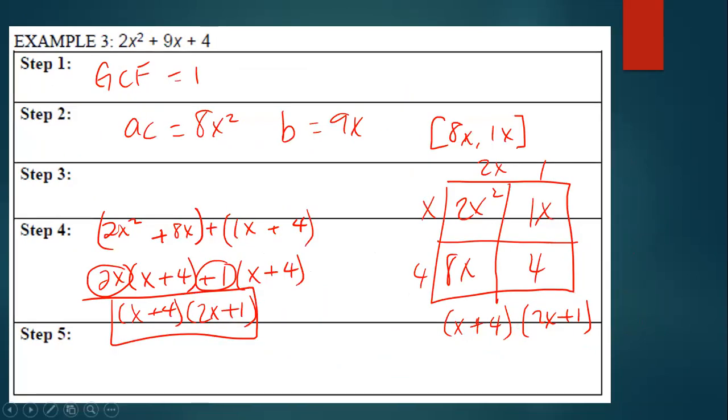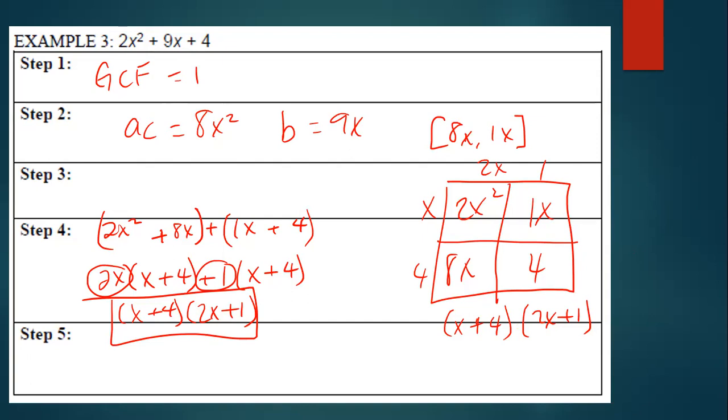All right. So really quick, if you worked ahead, I wanted to go over 2x squared plus 9x plus 4. This time the GCF was 1. So what does that mean? Exactly. There's nothing I can factor out, right? So we keep going. Now my A times C, that is 2x squared times 4 makes 8x squared. And then I have 9x. So I'm asking myself what multiplies to give me 8x squared, but adds to give me 9x, right? And that would be 8x and 1x, okay?